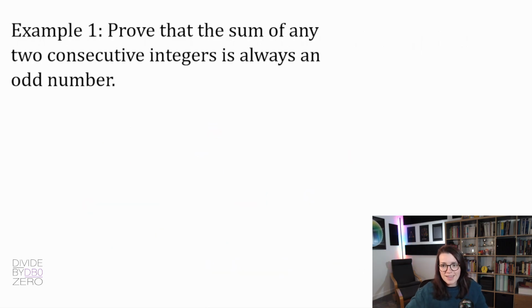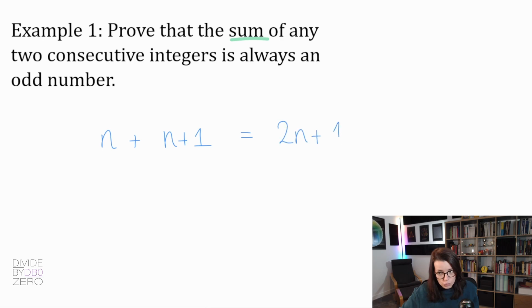Example 1, prove that the sum of any two consecutive integers is always an odd number. So for this one, we want to start with our two consecutive integers. I would probably just use n and n plus 1. The word sum means we want to add those two together. So stick an add between them and see what you get. And this will give us 2n plus 1.